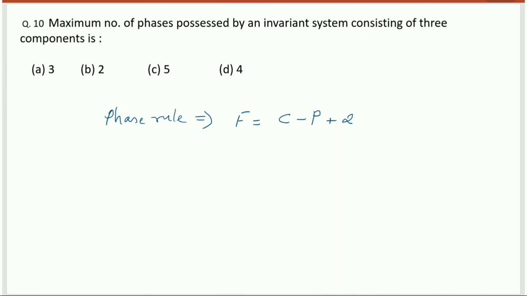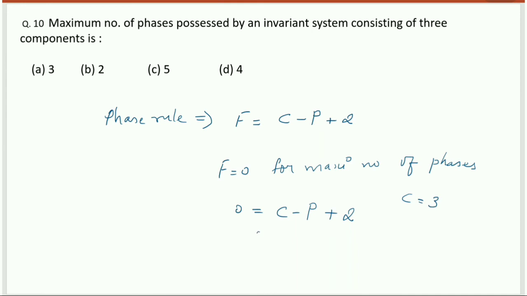So here it is said that maximum number of phases. So for maximum number of phases we will take F is equal to 0. So what happens? 0 equal to C minus P plus 2, and it is given, it is a 3 component system. So C is equal to 3, it is given. So 0 equal to 3 minus P plus 2. So P equal to 5. 3 plus 2, 5. So the option is C.